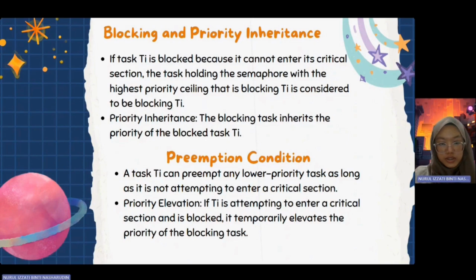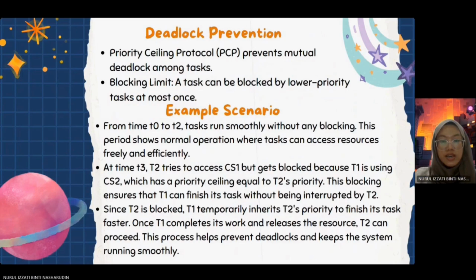For the preemption condition, a task can preempt any lower priority task as long as it is not attempting to enter a critical section. If T1 is attempting to enter a critical section and is blocked, it temporarily elevates the priority of the blocking task. For deadlock prevention, the priority ceiling protocol, also known as PCP, prevents deadlock among tasks. A task can be blocked by lower priority tasks at most once.